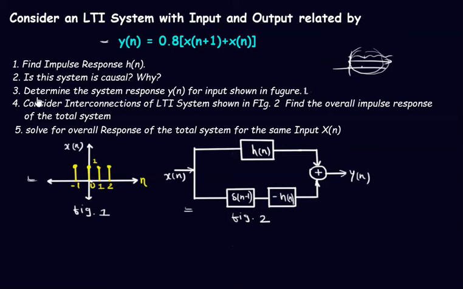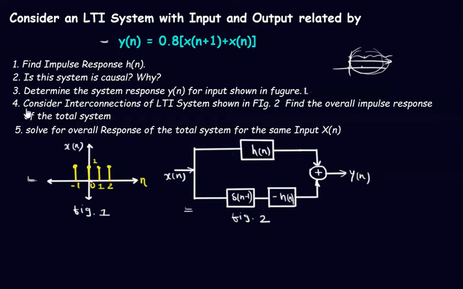Now the third question is to determine the system response y of n for the input shown in figure 1. This is our input, and for this input we will find the output by using this expression. So this is our question number three. We will use this input and we will find the y of n.